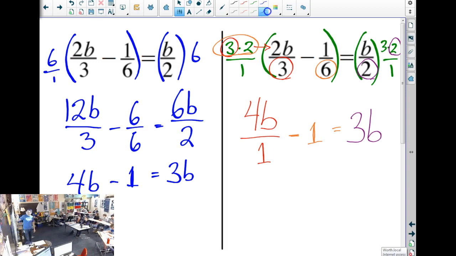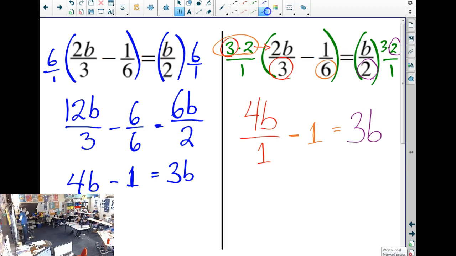So, because that's numerator, so 6 times 2b, 12b, the 3 comes down. 6 times 1, 6 comes down. 6 times b, okay, sweet. Questions getting to this step. Then we reduce. Questions getting to here.